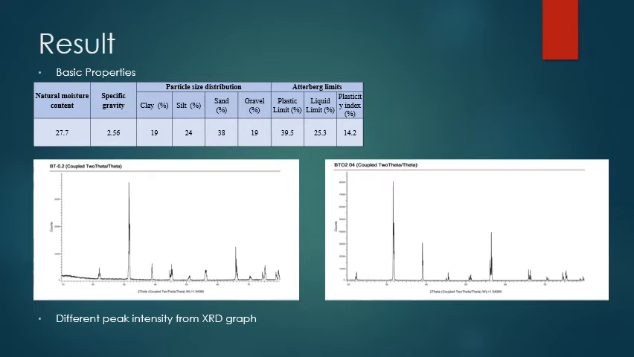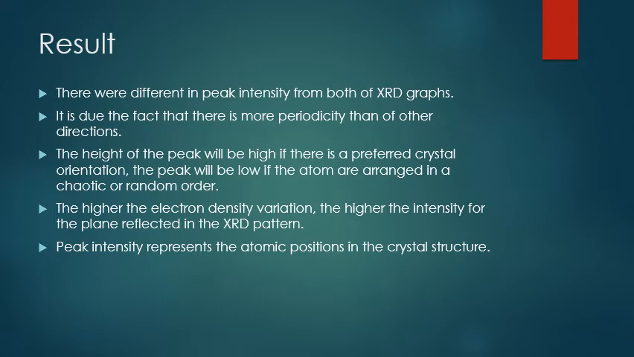The two graphs below are the XRD graphs that I obtained. They show different peak intensities from both graphs. It is due to the fact that there is more periodicity in some directions than in others. The height of the peak will be high if there is a preferred crystal orientation. The peak will be low if the atoms are arranged in a chaotic or random order. The higher the electron density variation, the higher the intensity for the plane reflected in the XRD pattern. Peak intensity represents the atomic positions in the crystal structure.